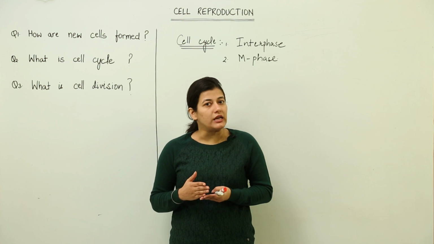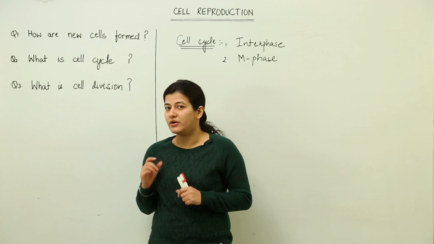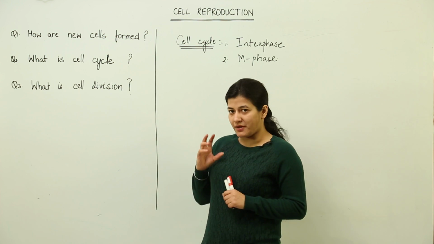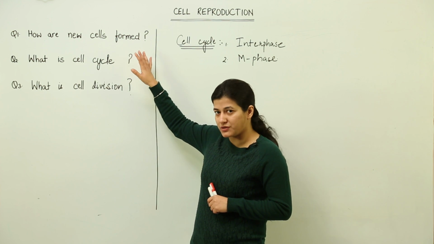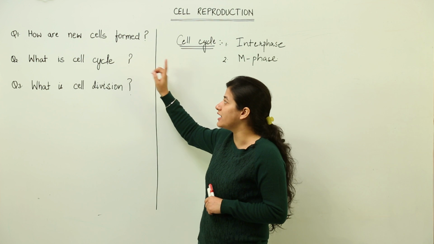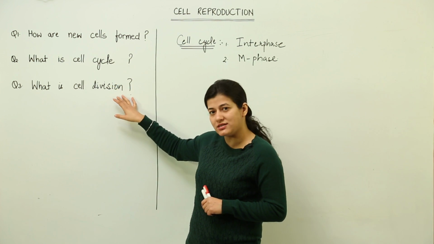Now when we are dealing with a cell, that means a cell would give rise to a new cell. So let's see how does it happen. There are a few questions that might come in your mind when we deal with cell reproduction, that how are new cells formed, that we are going to deal with in the cell cycle. What is cell cycle and what is cell division under this cell cycle?